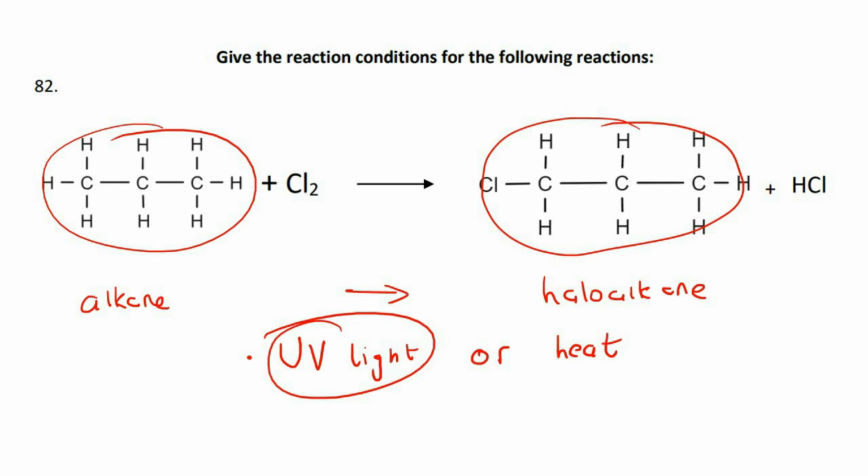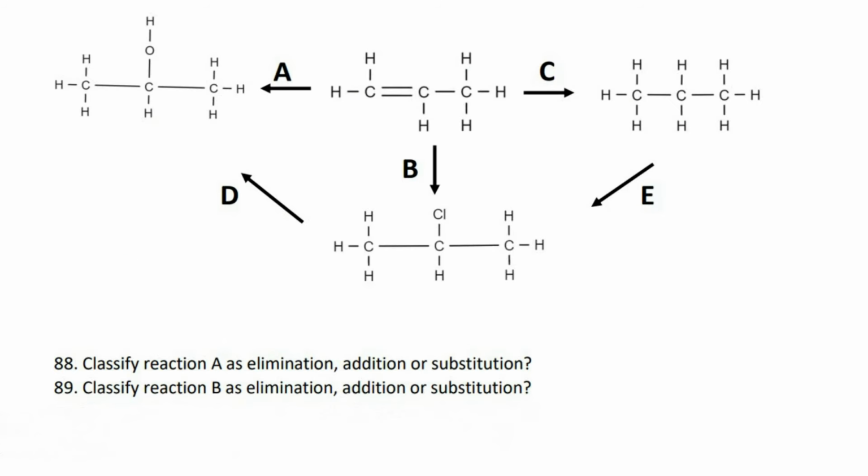Because sometimes you don't have access to UV light, then you could just use heat to get the same effect. What we're going to do here is look at this reaction diagram that they've given us. So for the first question, it says classify reaction A as elimination, addition, or substitution. So have a look at what happens here.